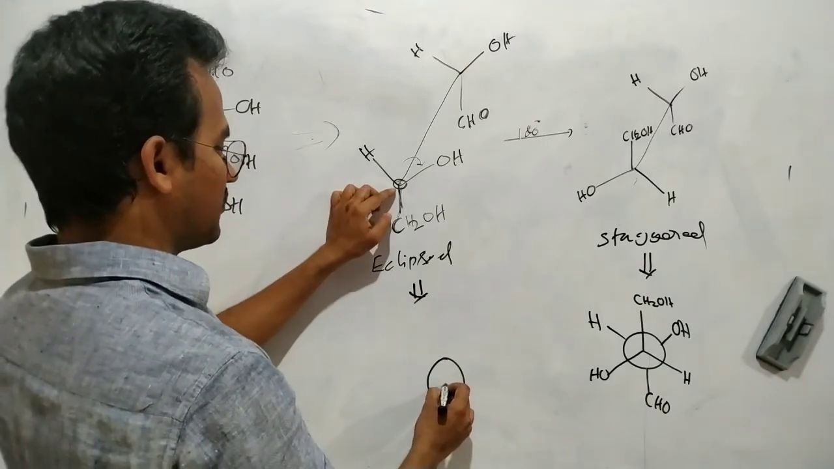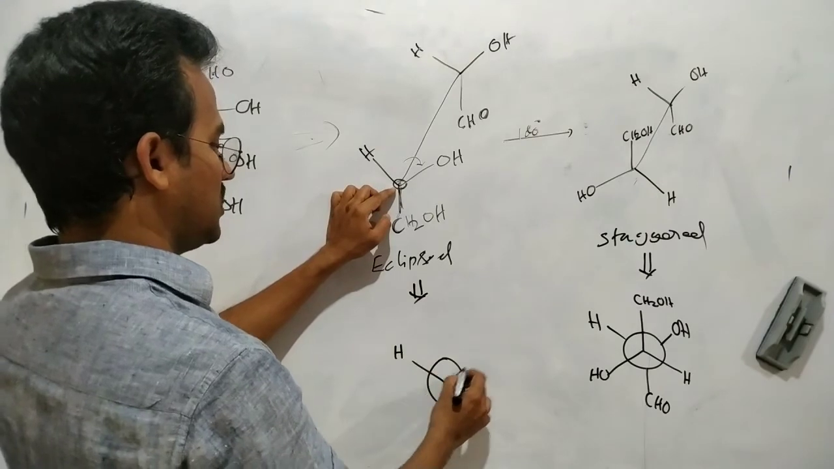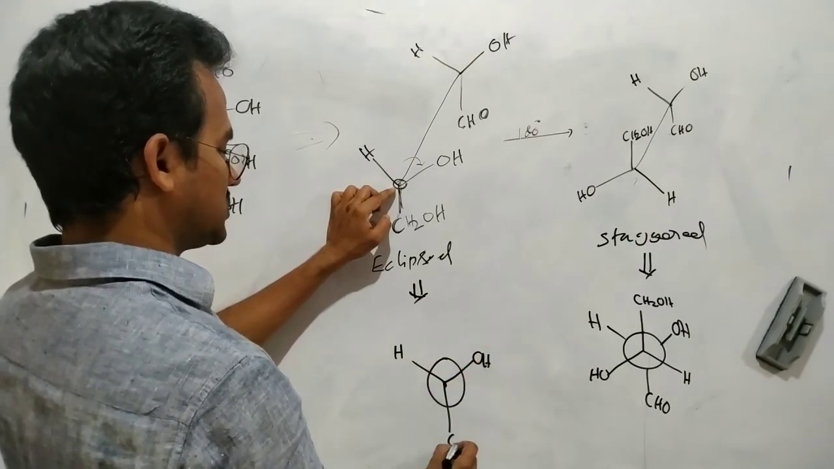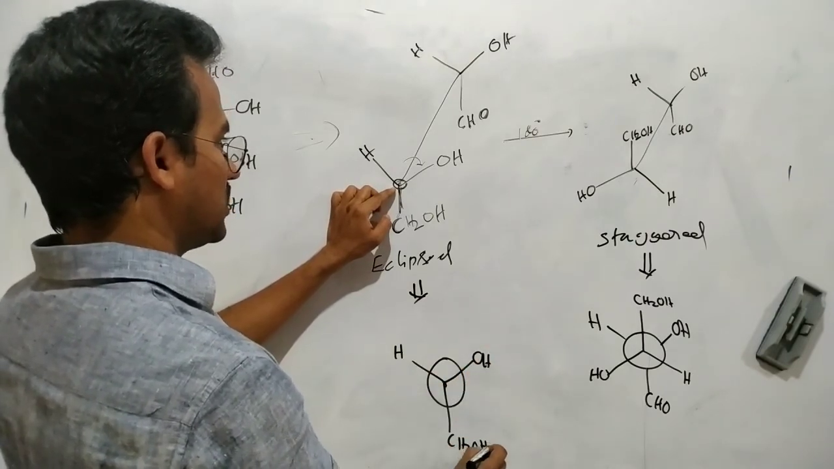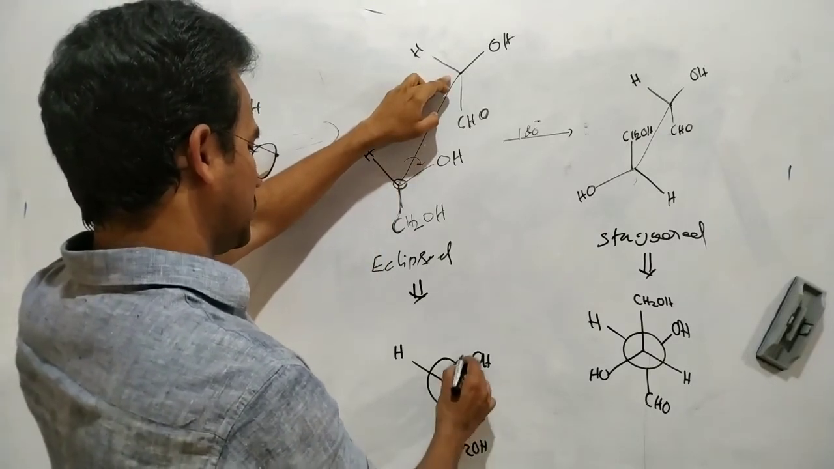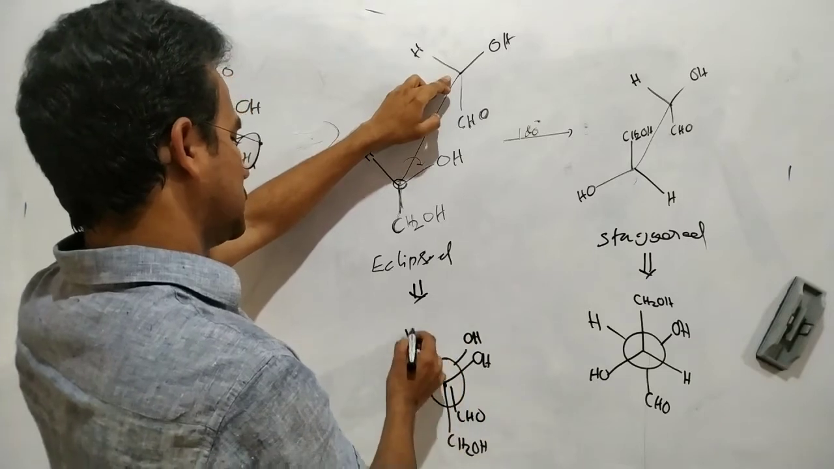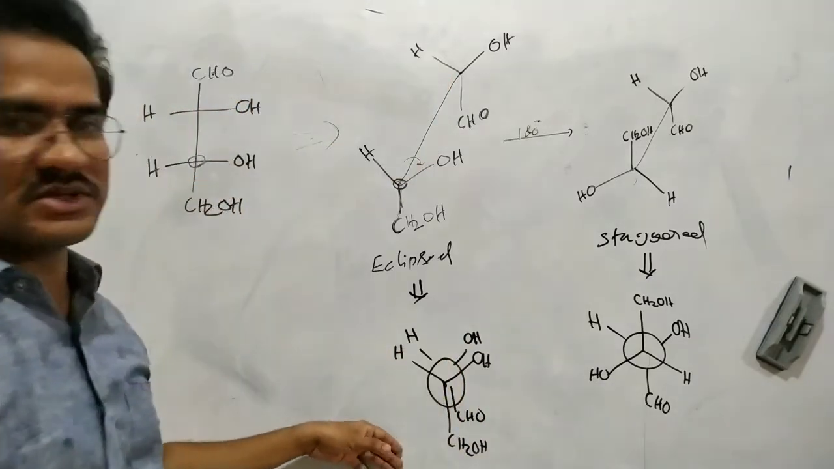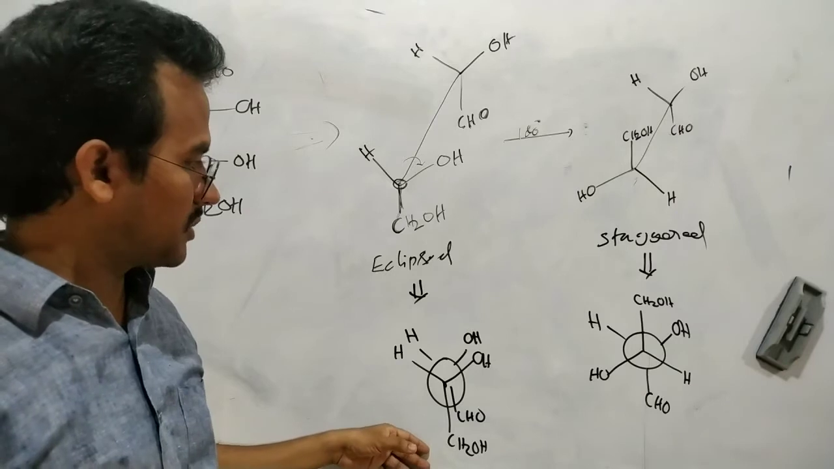Yeah, actually it is a front carbon. So H here, OH. This is a CH2OH. And next, coming to this one here, CHO, and this is OH and this is hydrogen. It is an eclipsed conformation.